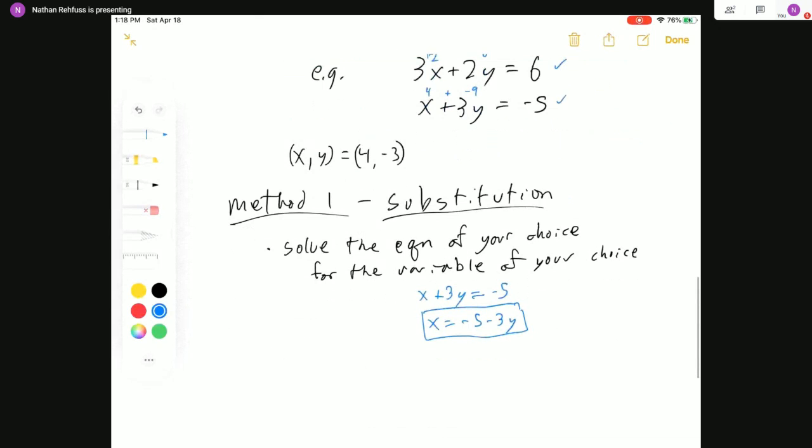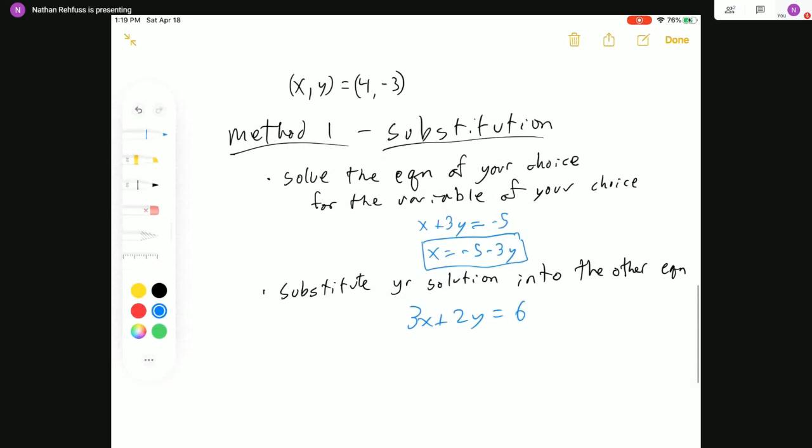Now this second step is where the method gets its name. We're going to substitute. We've seen this. This is the process where, if you're trying to evaluate a function at an expression, you're substituting, you're putting one expression in where another one used to be. And in this case, we're going to substitute your solution into the other equation. Now in this other equation, what we had was 3x plus 2y equals 6.